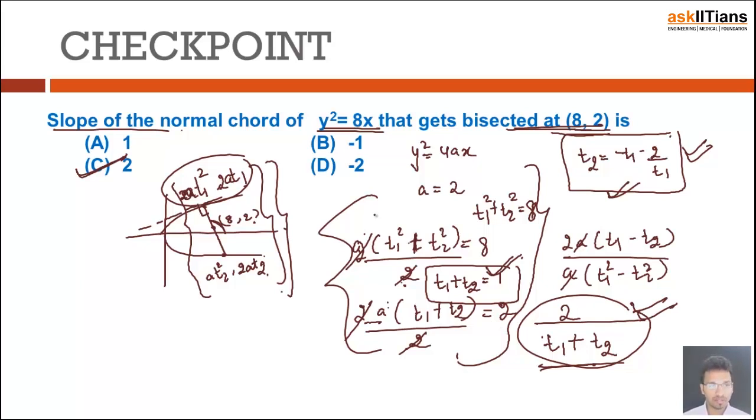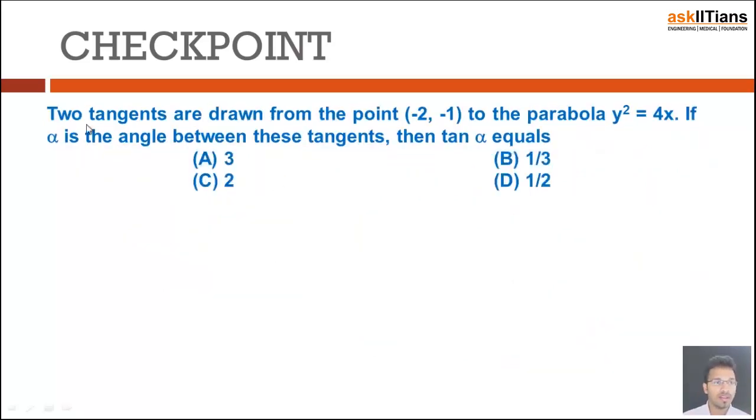We will see more questions, and in the test paper you will definitely see questions of more JEE Advanced and Mains level. So in this question it says two tangents are drawn from the point (minus 2, minus 1) to the parabola. In this case a is equal to 1, and this is the parabola, and somewhere (minus 2, 1) will be here.